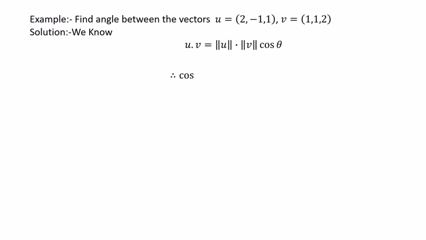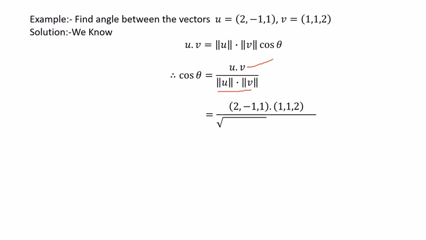Yes, cos theta is equal to u dot v upon norm u into norm v, by just simplification. And now if you put the value of the numerator here and the value of the denominator here, we'll get cos theta, and then by just taking the inverse of this we'll get the value of theta. Now to find u dot v we have to use the definition with components, right? So (2, -1, 1) dot (1, 1, 2) divided by the norm, root of 4 plus 1 plus 1, into the root of 1 plus 1 plus 4.